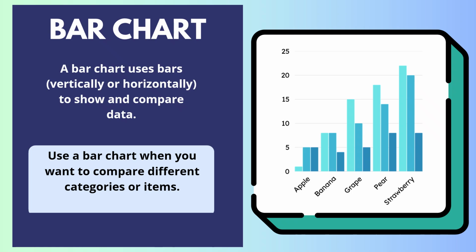Bar diagram is nothing but it uses bars, vertically or horizontally, to show and compare data. This bar diagram is used to compare different categories of items. For example, if I am going to see how many people are consuming apple in the first year, second year and third year.